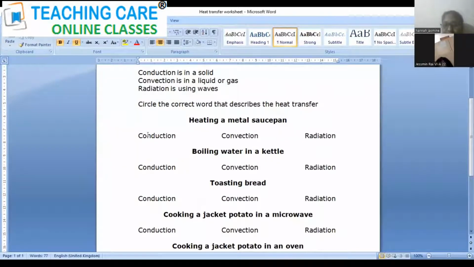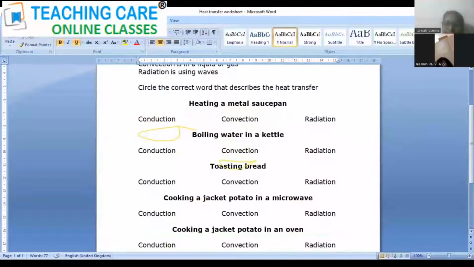Heating a metal saucepan, is it conduction, convection, or radiation? Darling, I told you conduction is in solids. Convection will happen in liquid and gases. Ma'am, it is metal, it is solid, so conduction. Conduction, yes. Boiling water in a kettle? Ma'am, it is convection. Very good. Toasting a bread? Ma'am, it is conduction. Cooking a potato in a microwave?